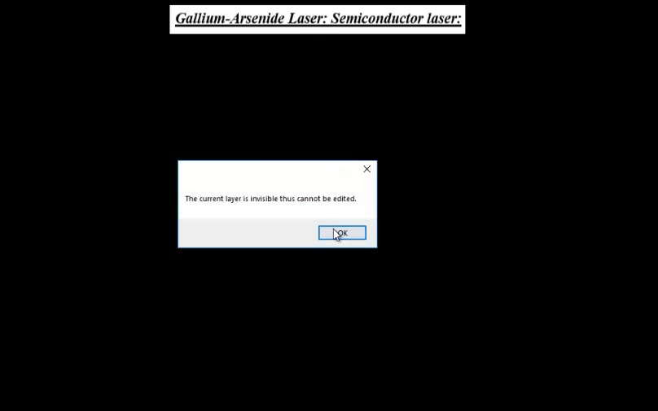We'll talk about gallium arsenide laser or semiconductor laser here. A semiconductor laser is a specially fabricated PN junction device. And we know what a PN junction device is, right? So it is a PN junction device. That is why the name is semiconductor laser, and it emits light when it is in forward biasing.